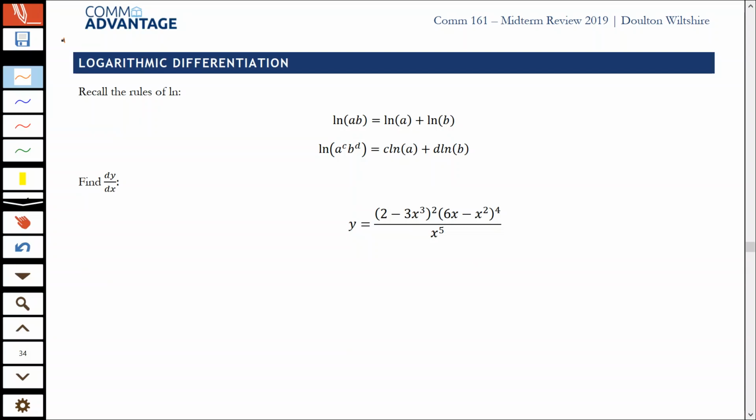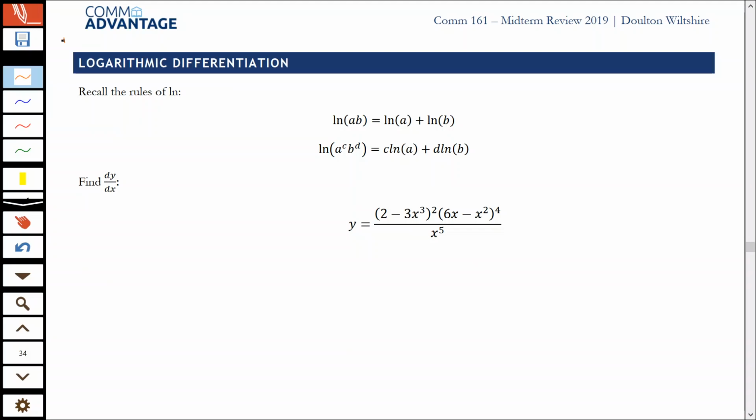Logarithmic differentiation. Logarithmic differentiation is the idea that we're going to use a ln to simplify a crazy derivative before we take the derivative to make our lives happy. It's also how we can solve problems that would have otherwise been impossible to solve. So let's recall our rules.